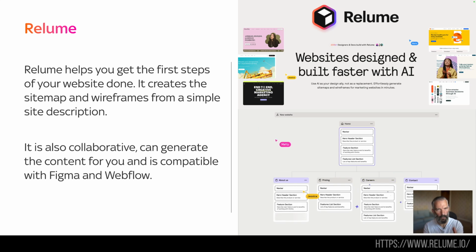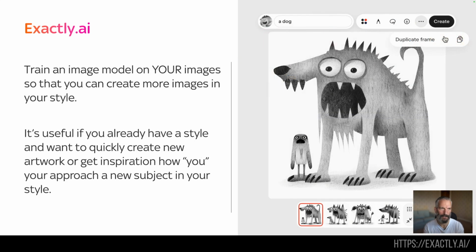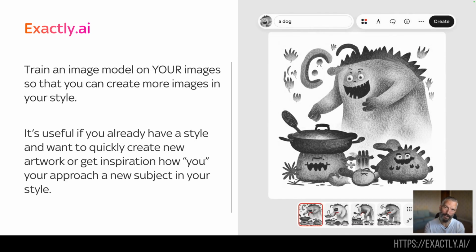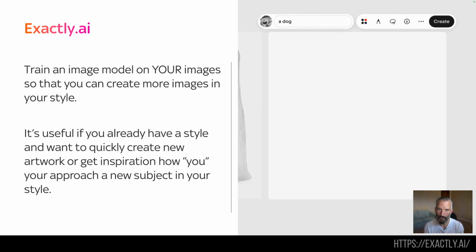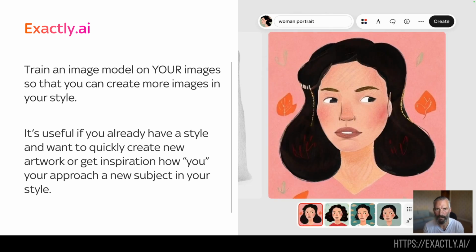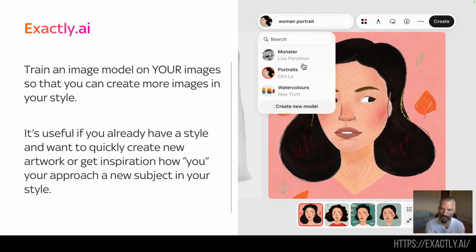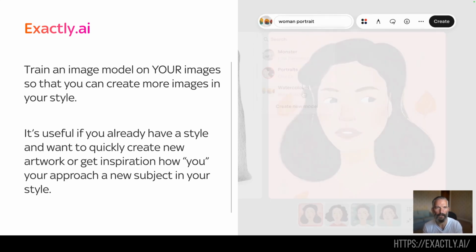So you can become your own web dev just using text. Exactly AI is the images version of that. If you have your corporate style, images, icons, whatever you have, you feed it into Exactly AI. It's private. It trains itself to create things that look like your style, and then you just use text from that point. If you'd like more of these, it gives you options and you choose the one that is more like it.